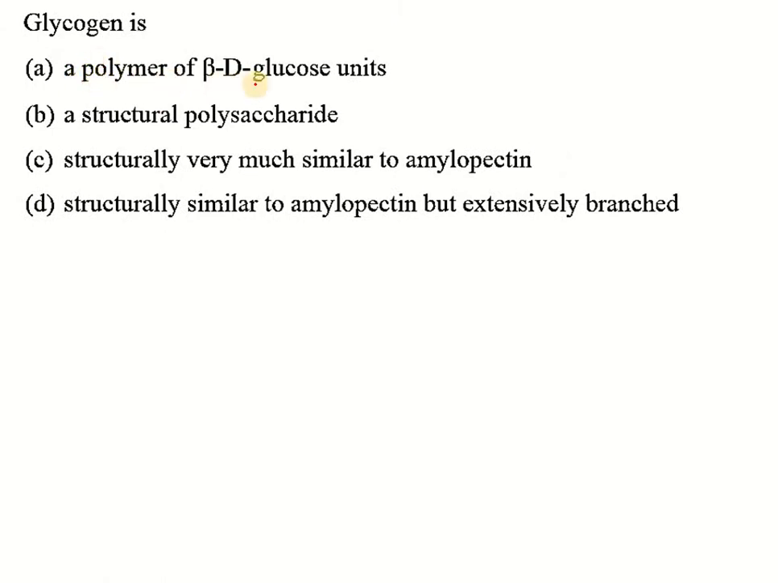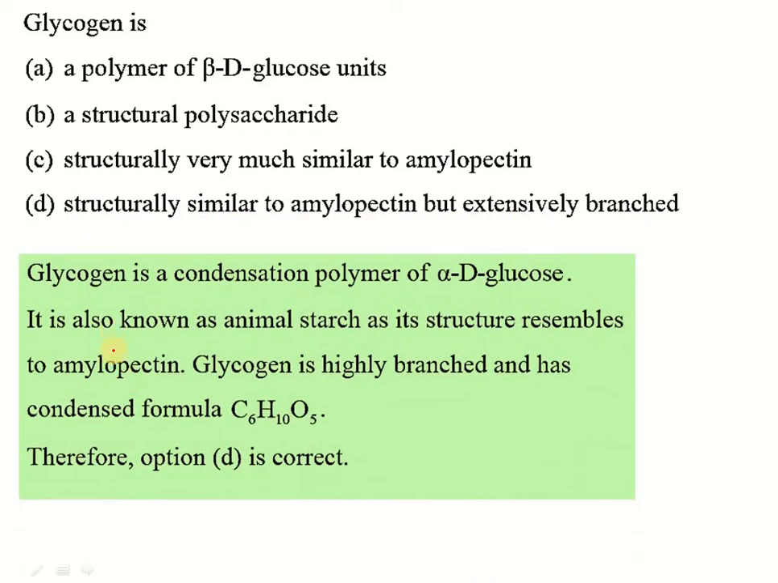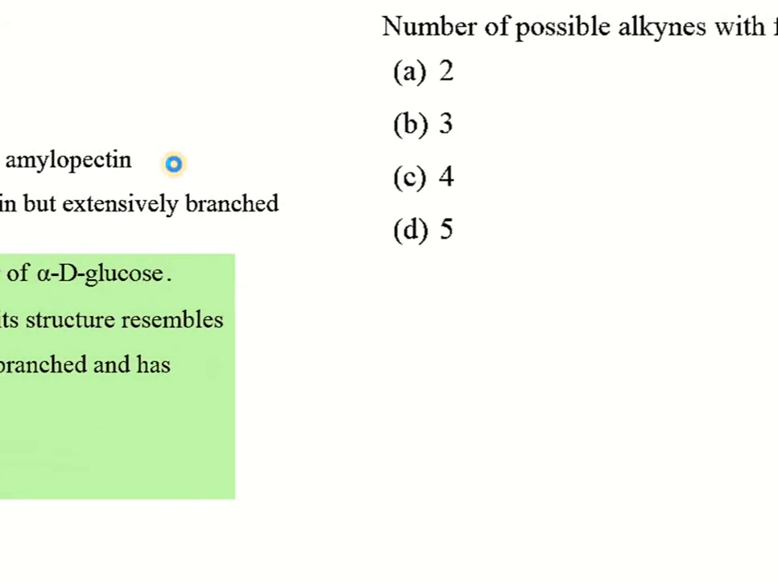Glycogen is a polymer of alpha-D-glucose, a structural polysaccharide, structurally very similar to amylopectin, but extremely branched. After observing the analysis, glycogen is a condensation polymer of alpha-D-glucose, also known as animal starch, and its structure resembles amylopectin. Glycogen is highly branched and has the condensed formula (C6H10O5)n. So it is highly branched, meaning extremely branched. Option D is the right option for this question.